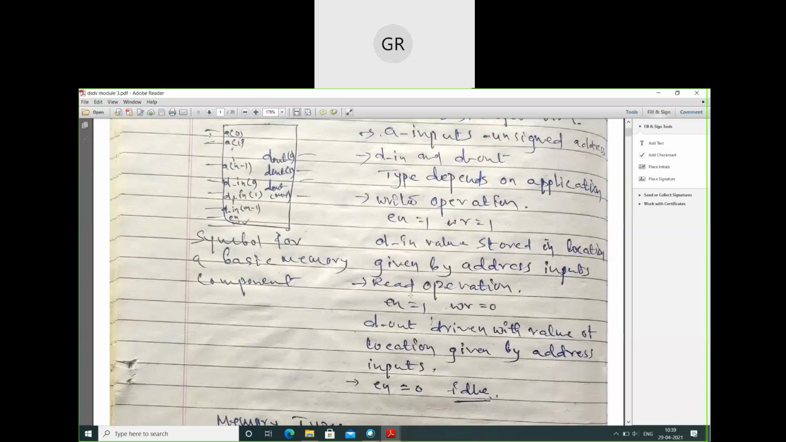Which operation? Anybody? Which operation will take place? Read operation. Okay, who is online here? Akshata. What are the conditions for read operation and write operation? Hello? All of you unmute your speaker.